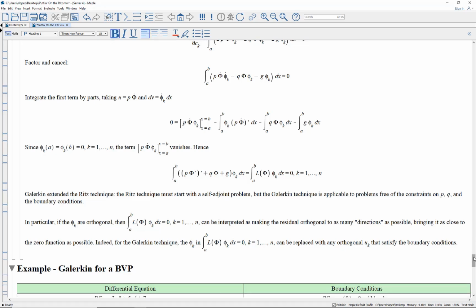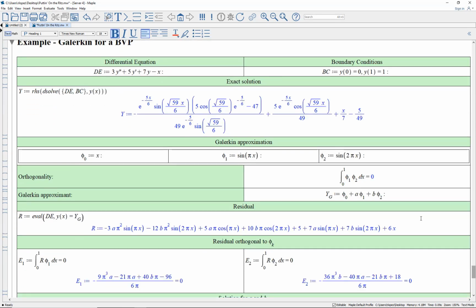And I call this an example of Galerkin for a boundary value problem. Here's the differential equation. Now, notice it is not self-adjoint. This is not formally self-adjoint. And that's another aspect of Galerkin's extension. Ritz had to have a formally self-adjoint differential equation in order to cast it into variational form, in order to use his approximation technique. But Galerkin said neither the little phi k's nor the fact that the equation is not self-adjoint matters.